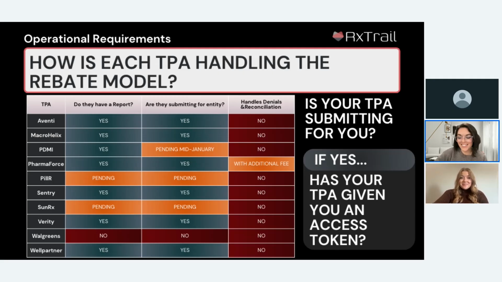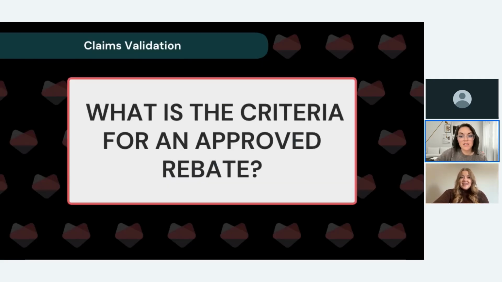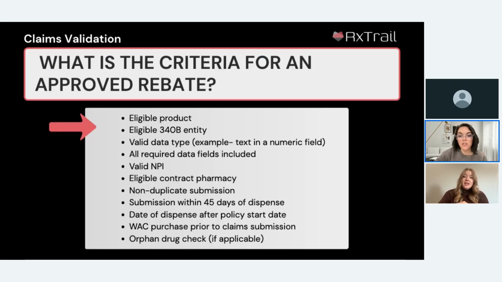All right, perfect. I know Macro had a lot of updates. So yeah. Okay, what is the criteria for an approved rebate? Yes. So I will go through this list. Some of them are more self-explanatory, but I'll expand on a few of these.